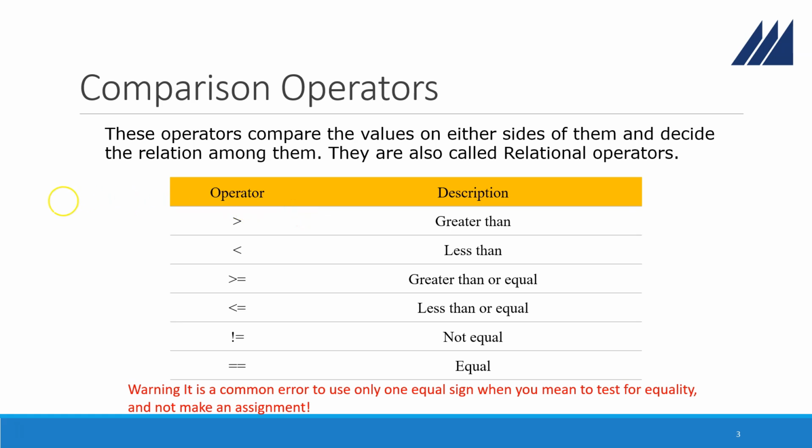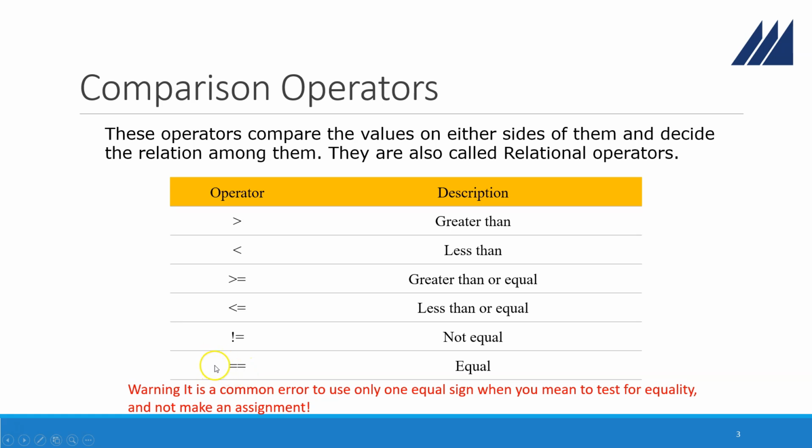Okay, so we have greater than, we have less than, we have greater than or equal. We write it this way: greater than followed by equal. And we have less than or equal. That means I'm trying to test if the left-hand side is less than or equal to the right-hand side. And we have not equal, and we have equal.